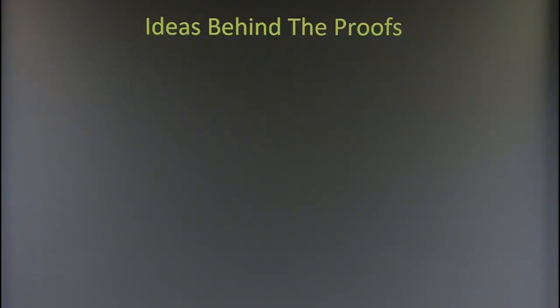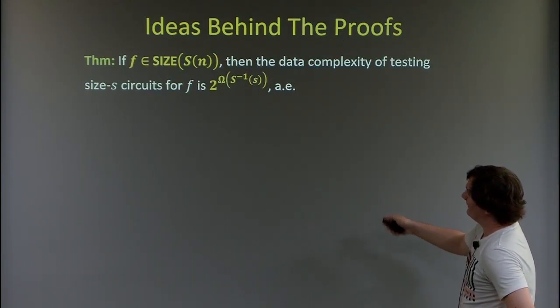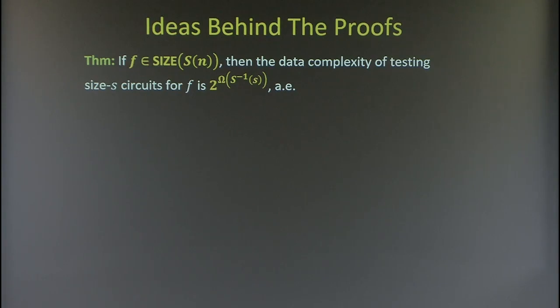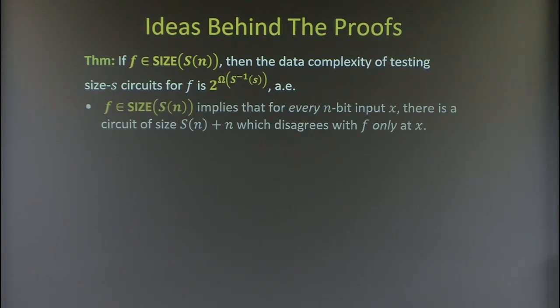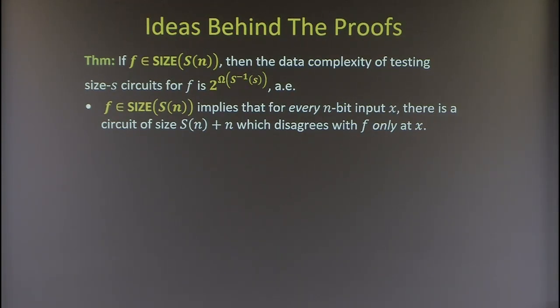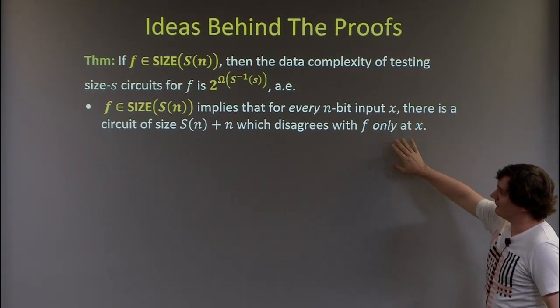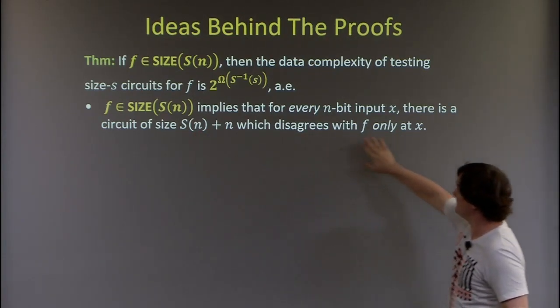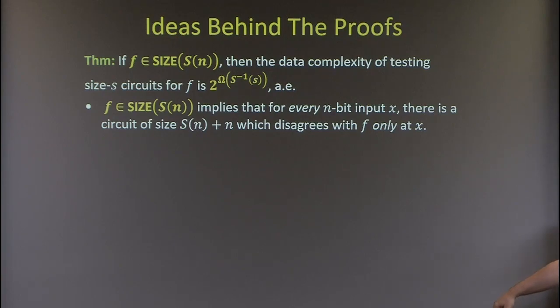So here are some ideas. The first theorem looks a bit weird, but it actually has a really, really simple proof. If you've got a function and it has circuits of size s of n, then for every n-bit input x, there's a circuit slightly larger, say s of n plus n, which disagrees with f only at x. This is a pretty simple exercise. You have your circuit of size s of n, and you have this exception case with n gates, which says, if your input happens to be exactly this x, then just do the opposite thing. So you just have these extra n gates that do the opposite thing.